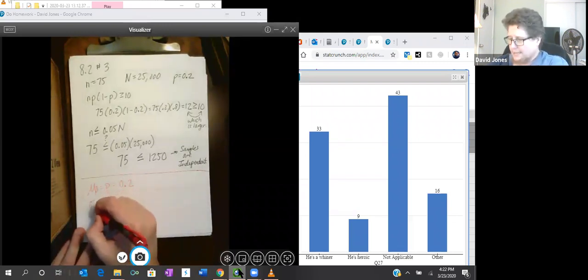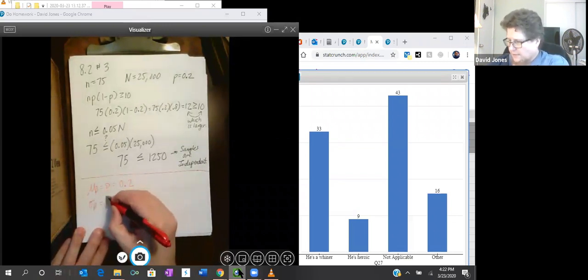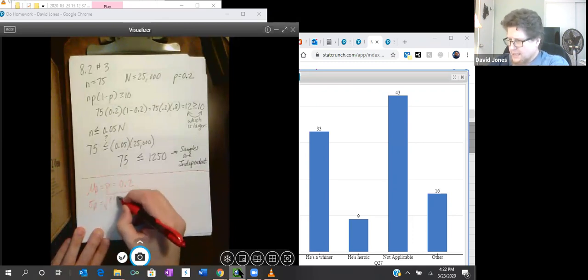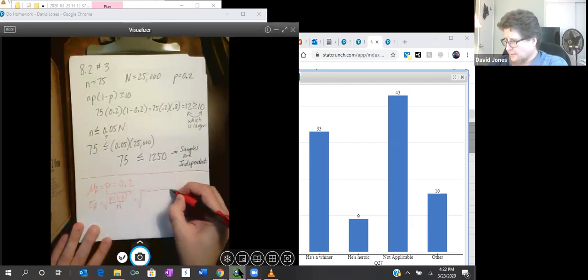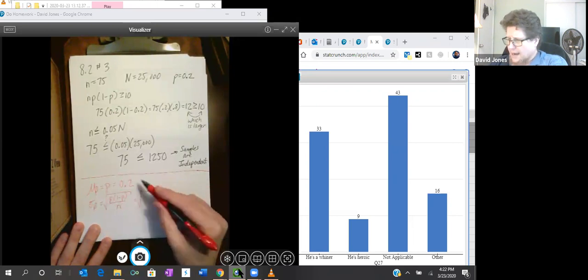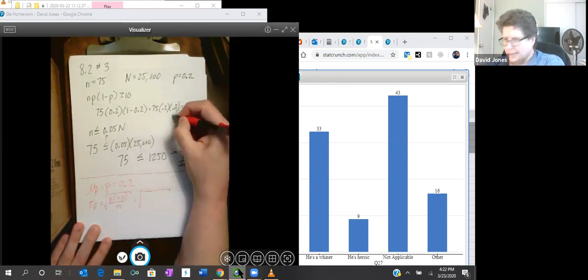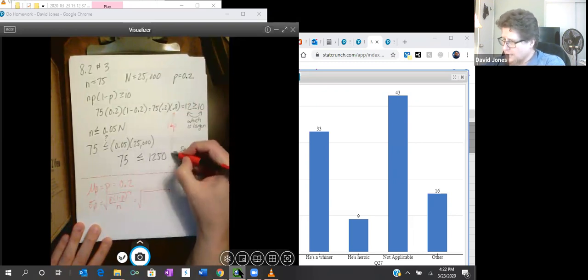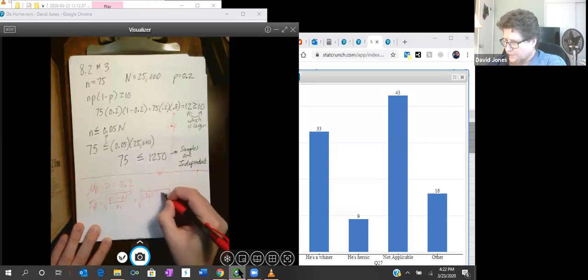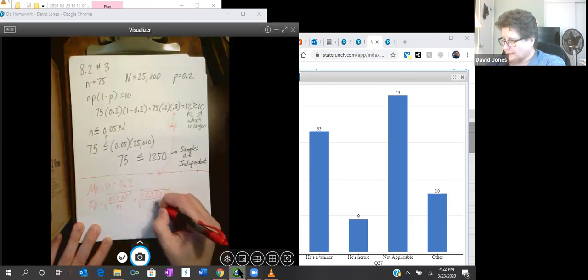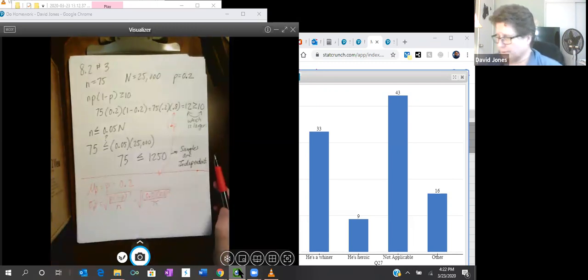Sigma of p hat was the square root of p times 1 minus p over n. I already calculated 1 minus p, that was right here, so I'm going to use that down below: 0.2 times 0.8 over 75, and then we take the square root.